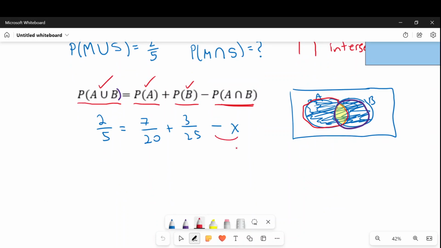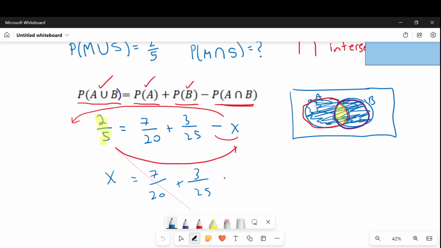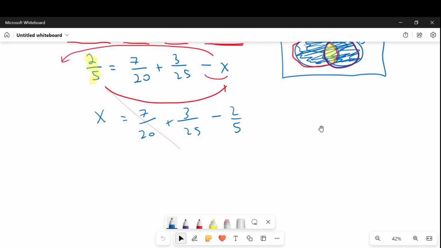Right now this is negative X. I don't want negative X. I want positive X. So I'm going to move it to the other side where it becomes positive X. And then this number, I want that to be on the right-hand side so that it's with all the other numbers I know. So I'm going to move that to the right. So I'll have that X is 7 over 20 plus 3 over 25 minus 2 over 5. You can type that into your calculator using the fraction button. Or, of course, you could go old school and actually get common denominators, but that's not something in data management that is that important.